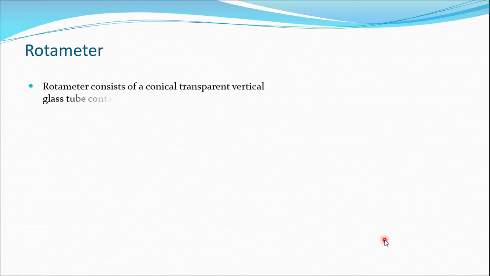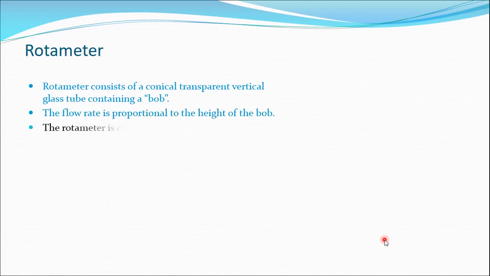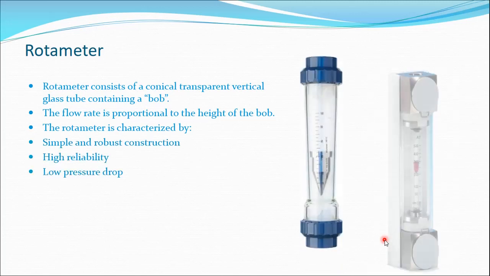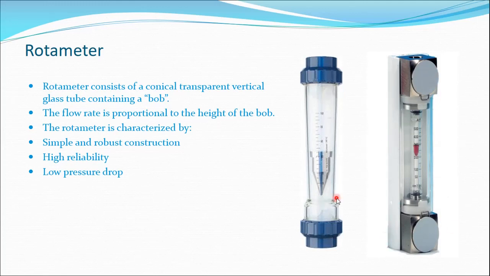A rotameter consists of a conical, transparent, vertical glass tube containing a bob, also known as a float. In some cases it is known as a bob, and flow rate is proportional to the height of the bob. Here you can see the plastic type and glass tube type of flow meters. The rotameter is characterized by simple and robust construction. They are highly reliable, with low pressure drop. These are certain important parameters regarding rotameters.